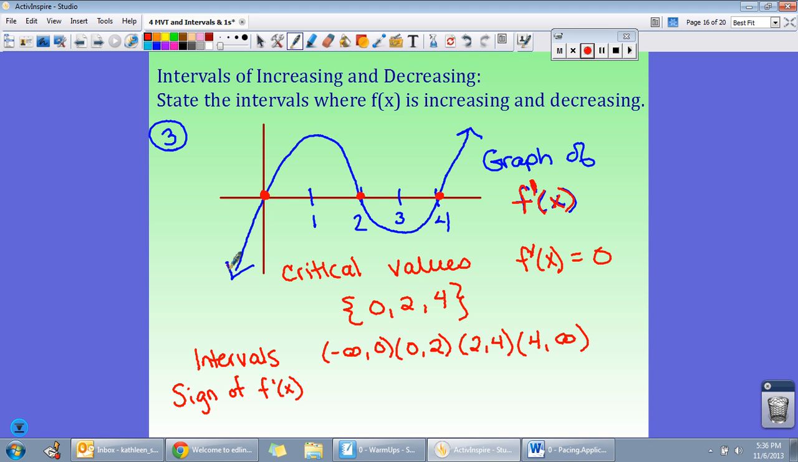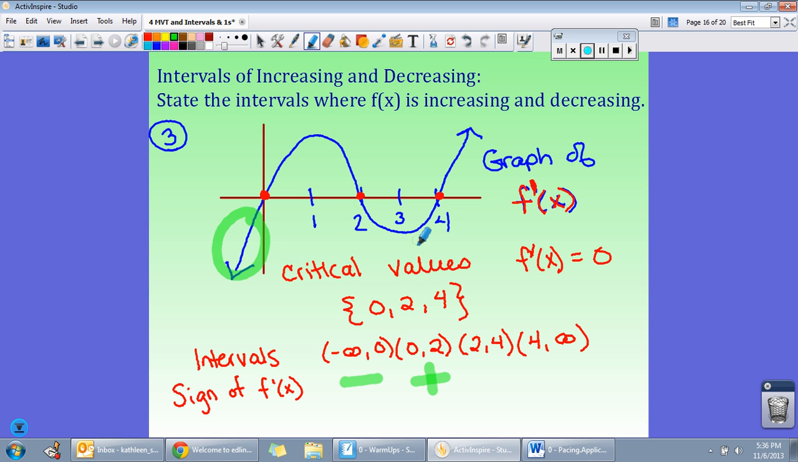From negative infinity to 0, we're talking about this piece right here. Since this is the graph of f prime of x, that piece is below the x-axis. The graph of f prime of x is below the x-axis, so the sign of f prime of x is negative. The sign between 0 and 2, all of this is above the x-axis, so all of the values are positive.